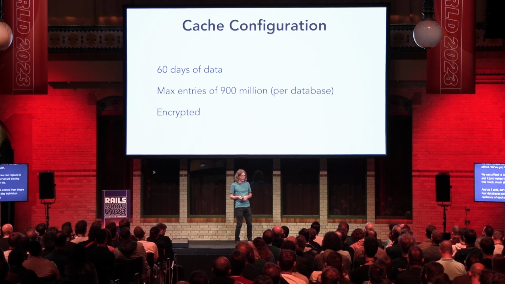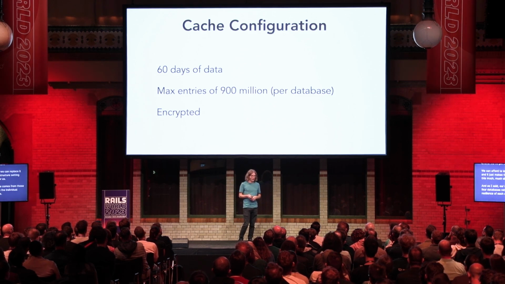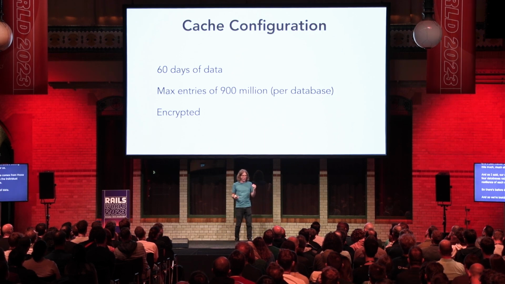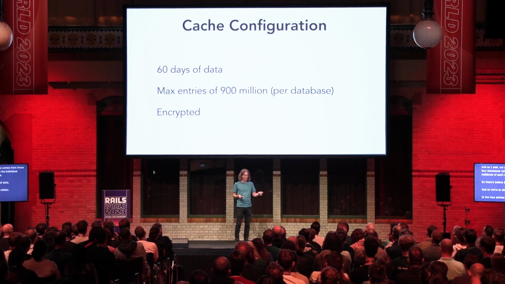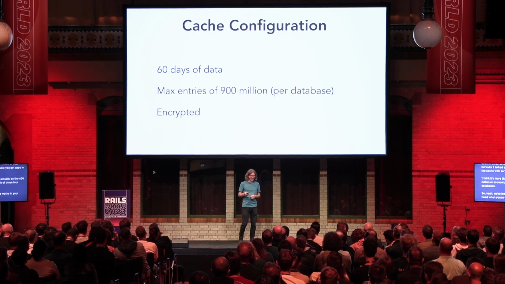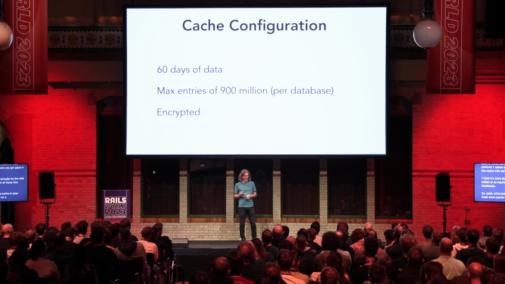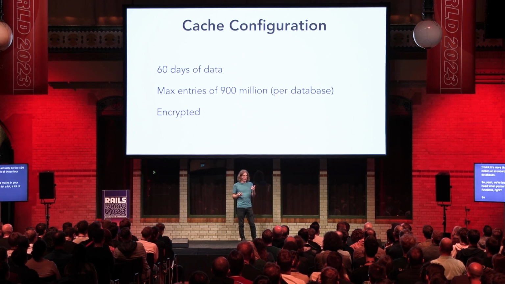I said this before, 60 days of data. So we're looking at about 900 million as the max entry setting that we've got on each of those databases. Because of that behavior I talked about, where you get gaps in the cache with upserts, there'll actually be about 600 million or so records in each of those 4 databases. So we're looking at, don't do maths in your head when you're talking, a lot of items.